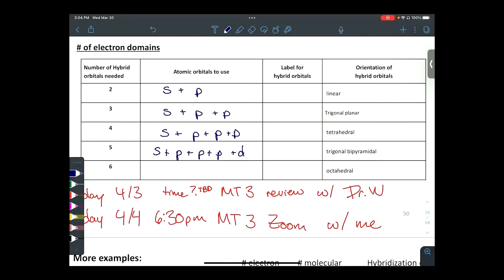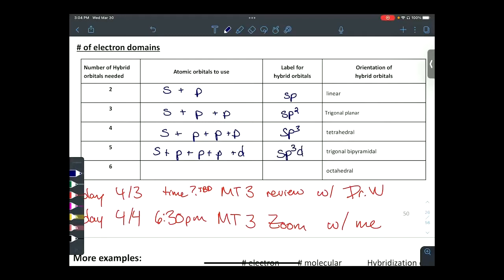So if we actually label these hybrid orbitals, you're just saying which atomic orbitals you combined. For something with 2 electron domains, we say that it has sp hybridization. You're just telling the reader exactly what atomic orbitals you are combining. The next one would be sp2, because there are 2 p orbitals. And the next one would be sp3, which has 4 atomic orbitals. The next one, 5, is sp3d.